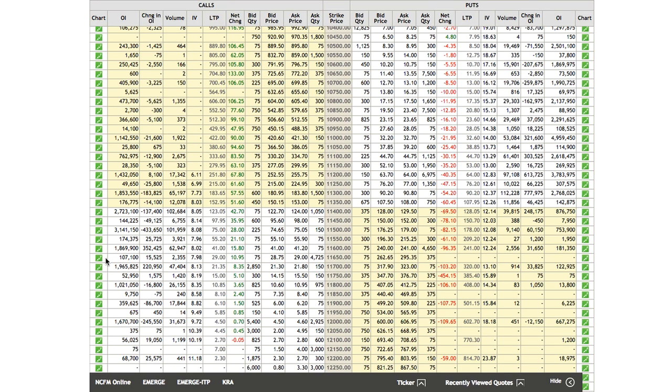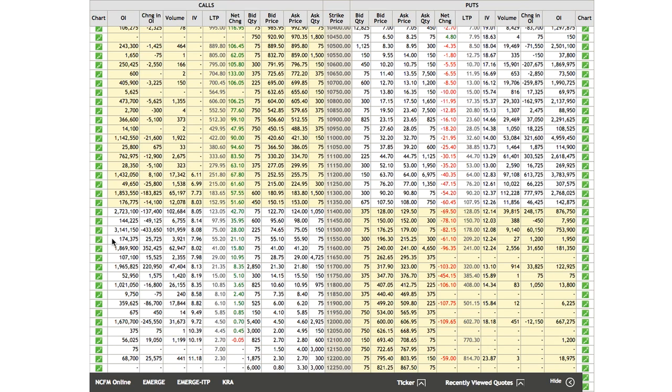So as a call writer, if I'm writing an option at a strike price of 11,500, what does it mean? It means that as a seller of option, I'm expecting the spot price to remain below the strike price. And as a put option writer, if I'm writing a put option at a particular strike price, it means that I'm expecting the spot price to remain above that strike price level.